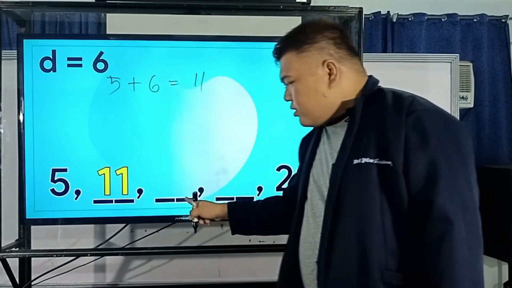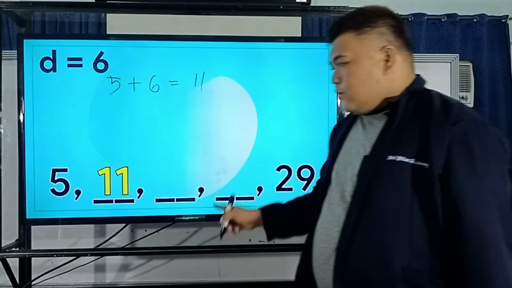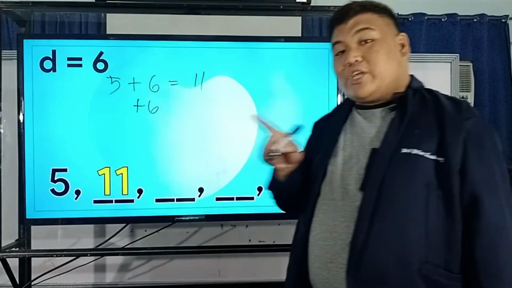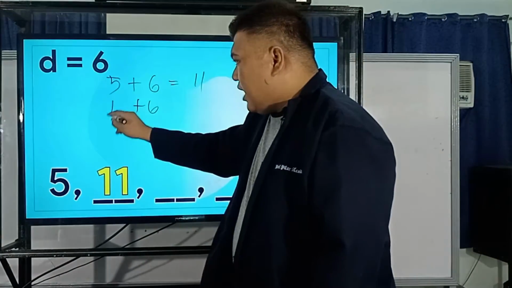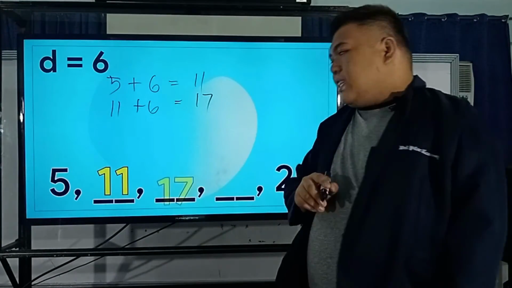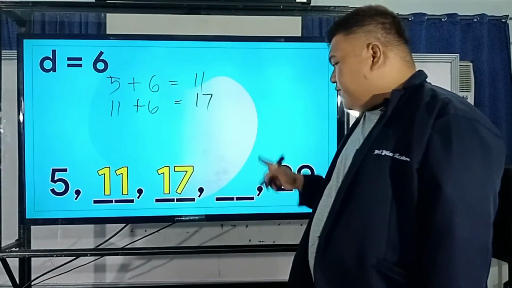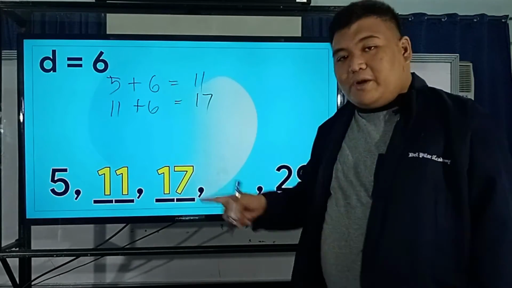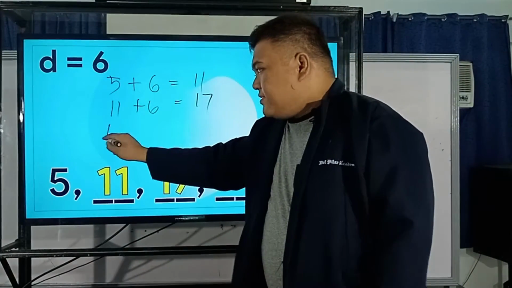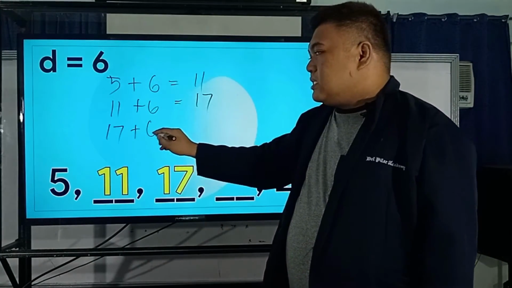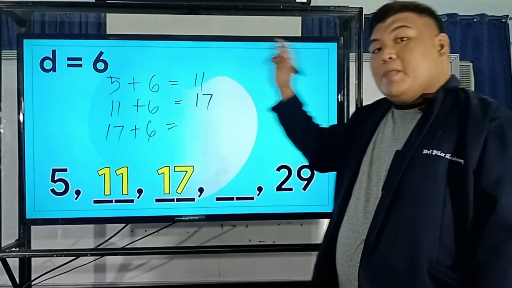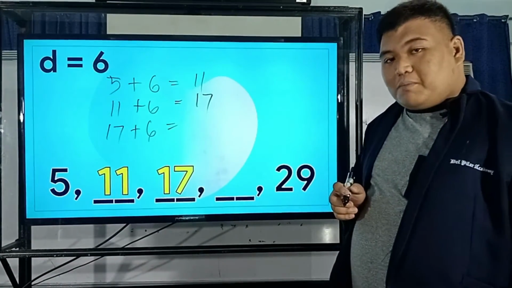Sunod, paano makukuha yung third term? Ganun ulit, i-add ulit si 6 kay second term naman ni sequence. So 11 plus 6 will give you 17. So that is the third term. And for us to get the third missing term, or yung pang-apat na term ng sequence, so we will have 17 plus 6. And 6 again is the common difference. And 17 plus 6 will give you what number?